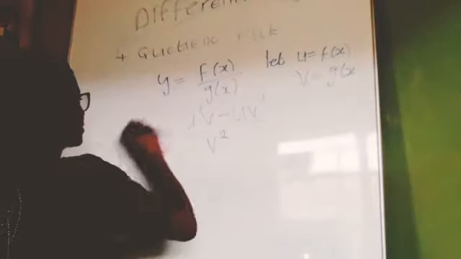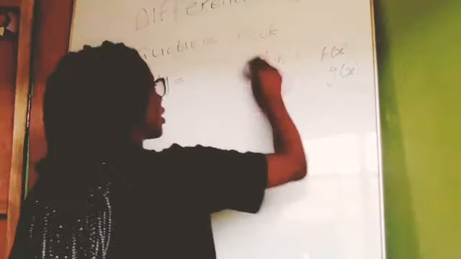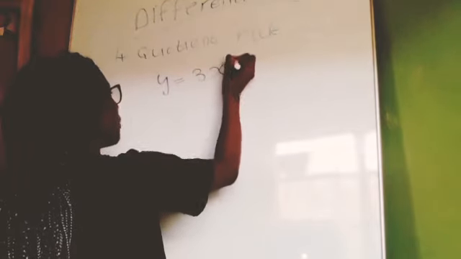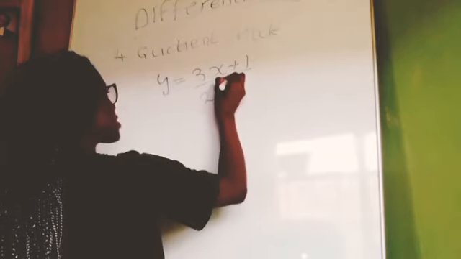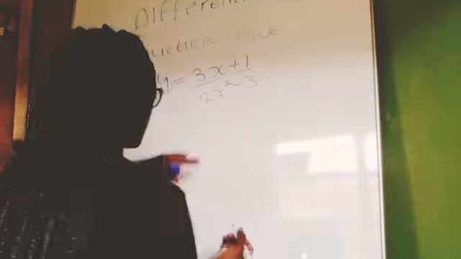So let's use numbers now to make our work easy. So we are now using numbers. So y is equal to, let's say, 3x plus 1 over 2x squared minus 3. So this is our equation, okay?